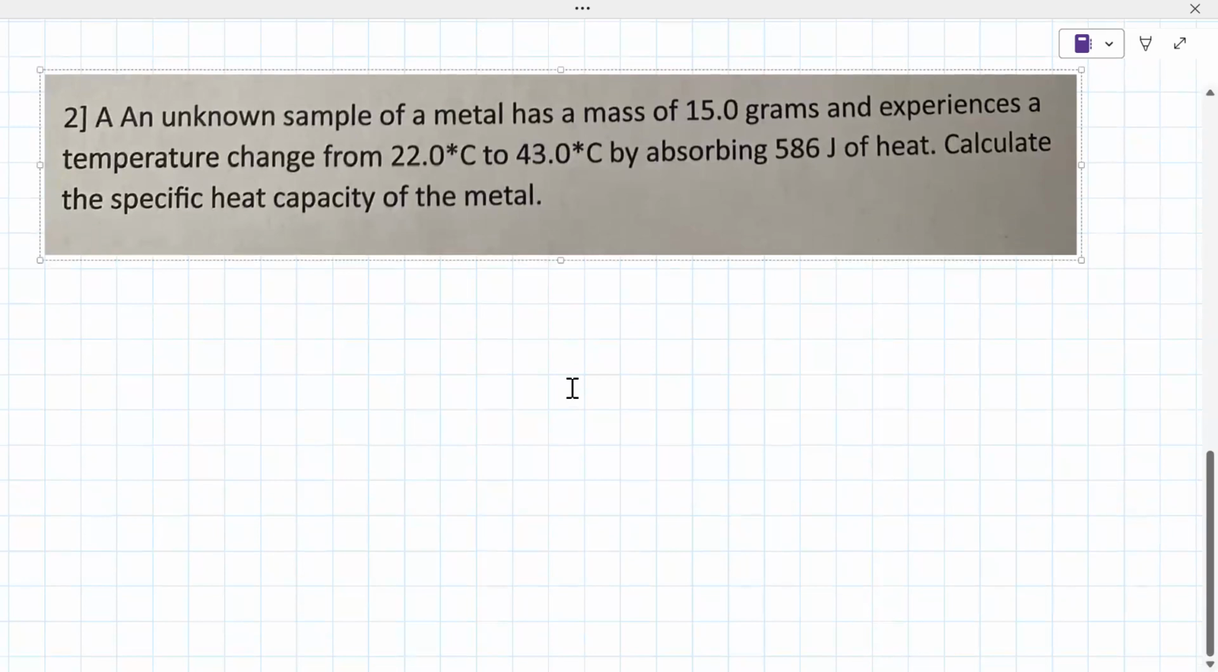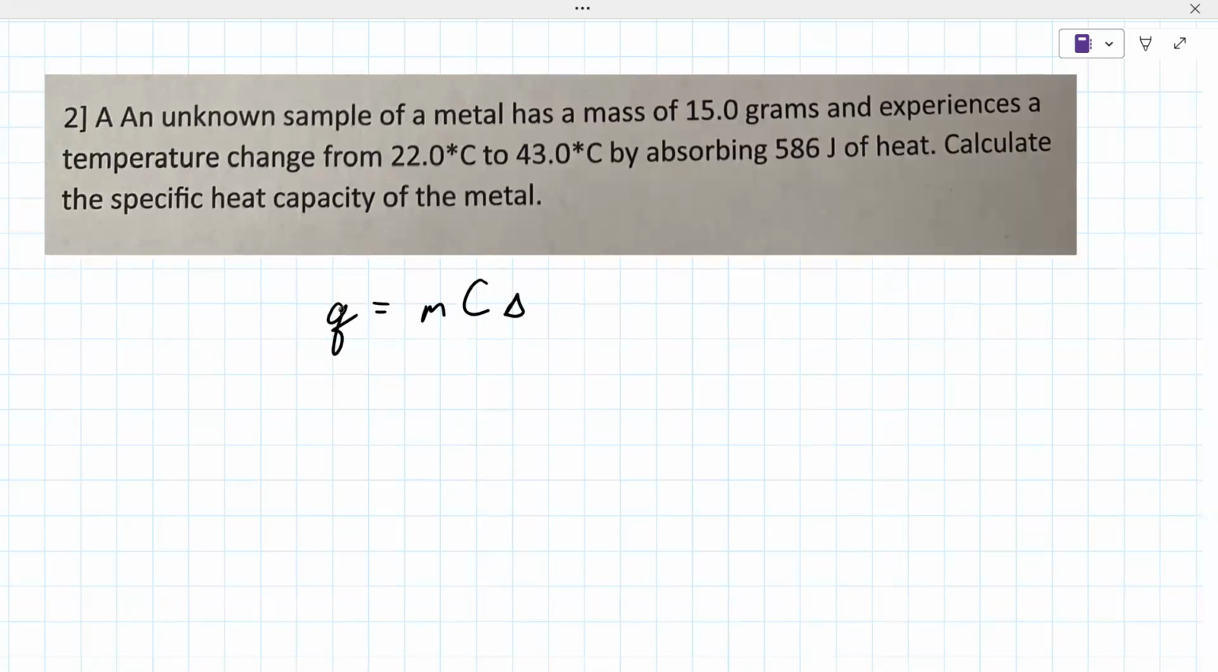An unknown sample of metal has a mass of 15 grams and experiences a temperature change from 22 degrees C to 43 degrees C by absorbing 586 joules of heat. Calculate the specific heat capacity of that metal. There are two ways to do this. Start with the original equation, Q equals MC delta T, the way it's typically written, or use the derivations your teacher's given you.